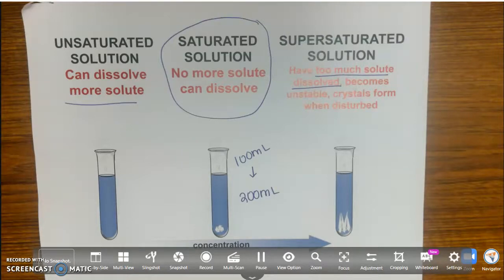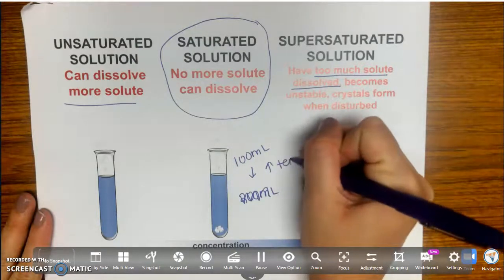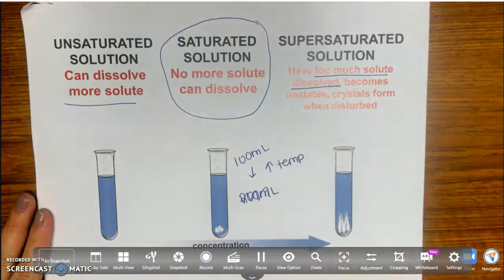So saturation depends on how much solute you have and how much water there is. It also depends on the temperature, because as you've written down and gone over, for most things, if you increase the temp, you can dissolve more solute.